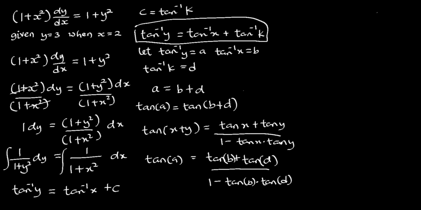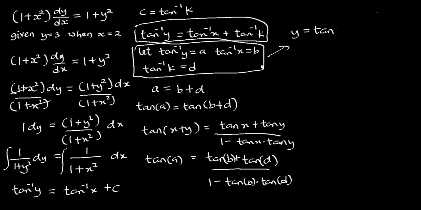So let's go back to the variables we defined. We said that tan inverse of y is equal to a, so that tells us that y will be equal to tan a. And then x will be equal to tan b, and k will be equal to tan d. So now we can do that substitution into what we have here.